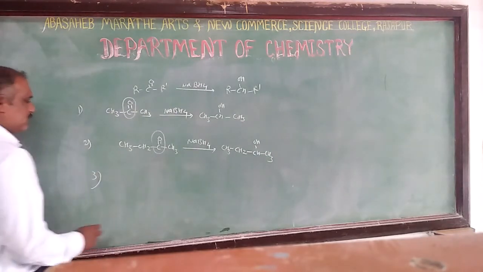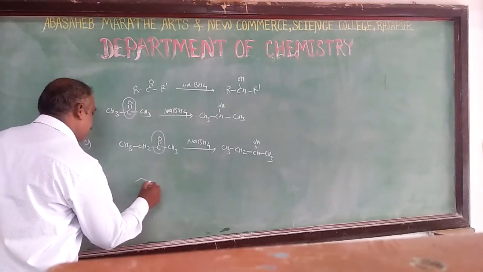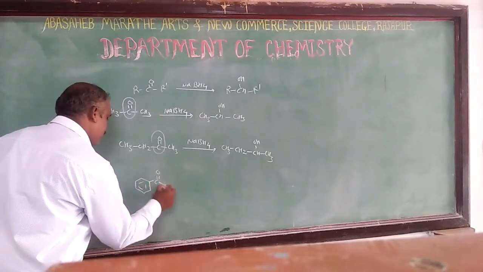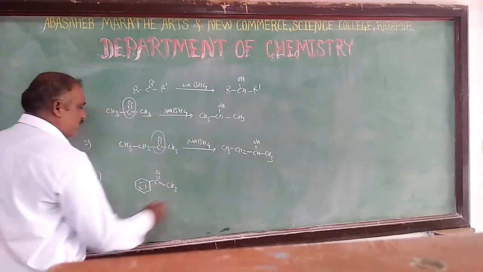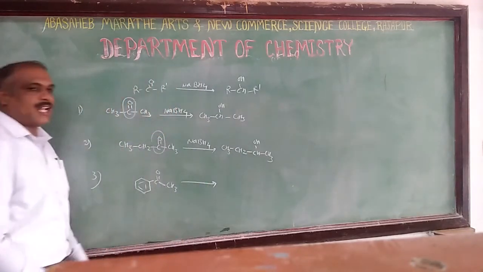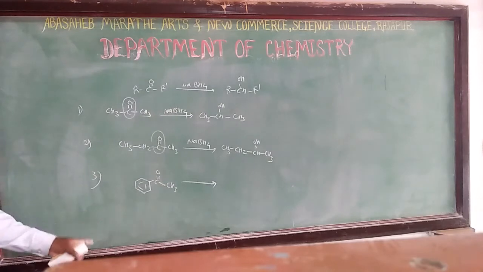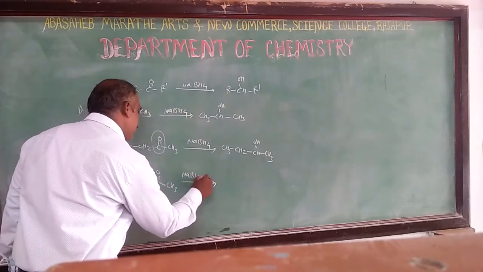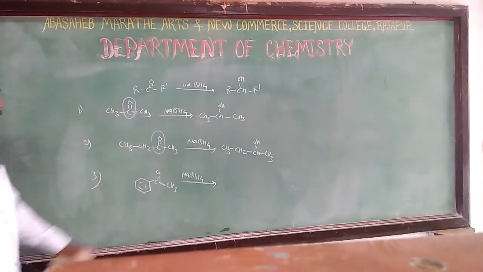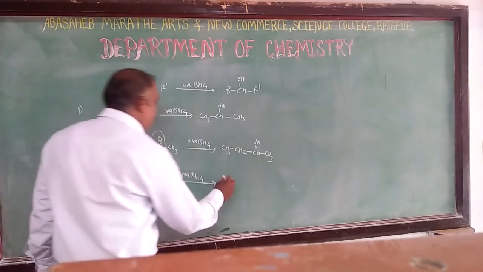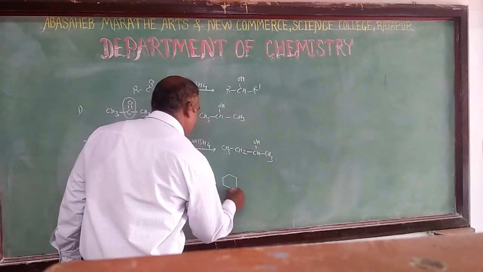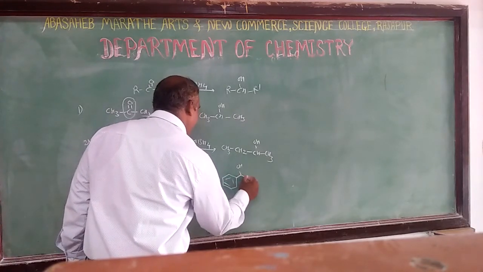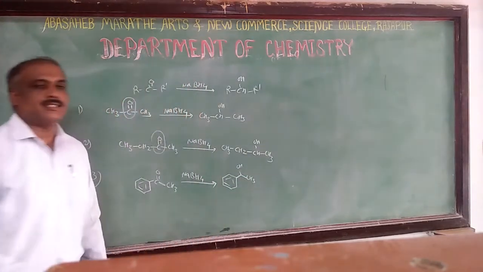Next example: such a type of ketone like acetophenone. This acetophenone can be treated with sodium borohydride. It reduces only the carbonyl group here, giving OH and then CH3.